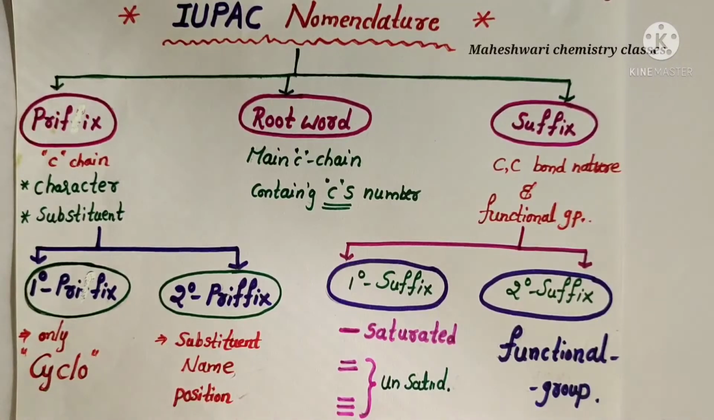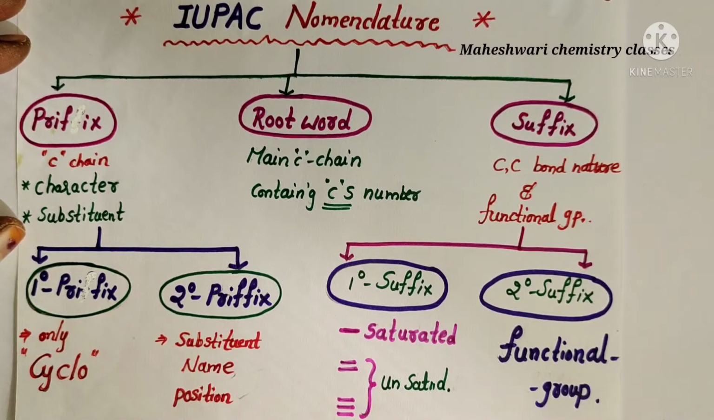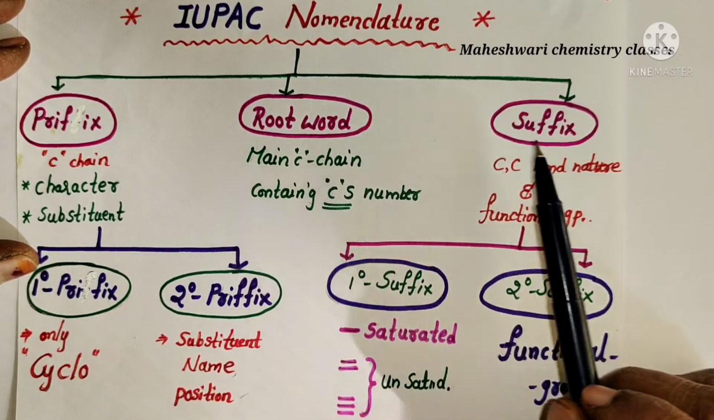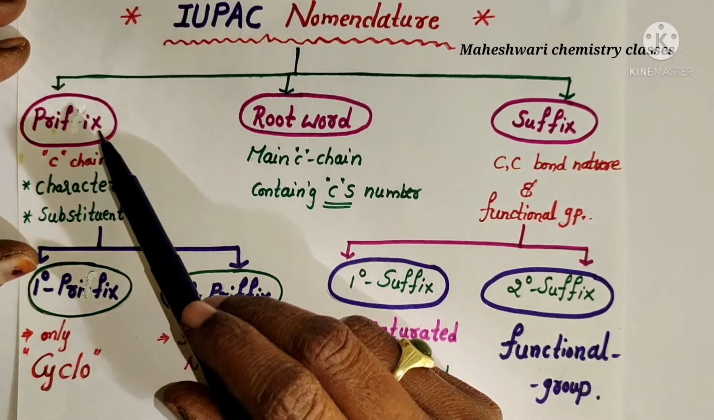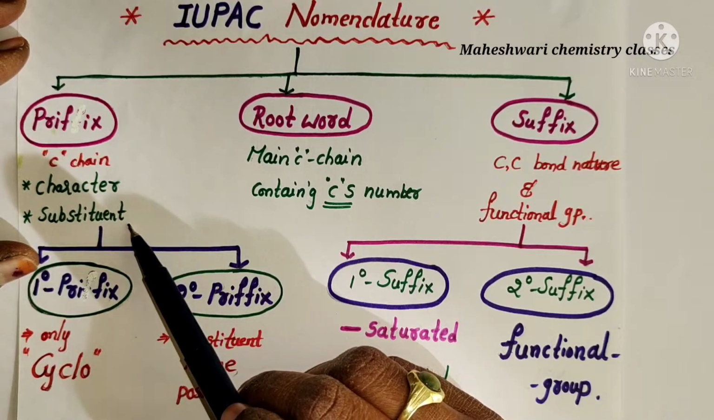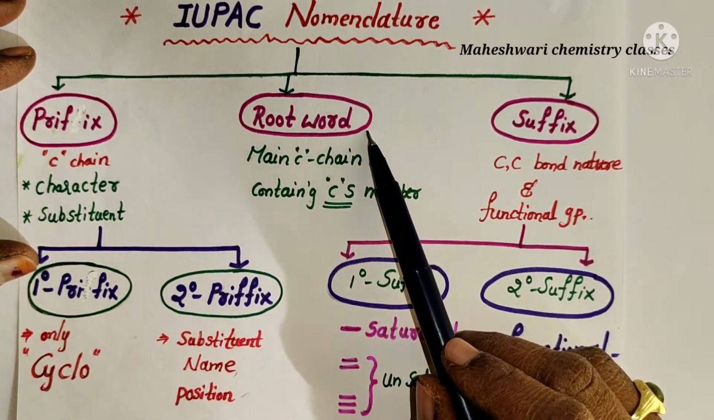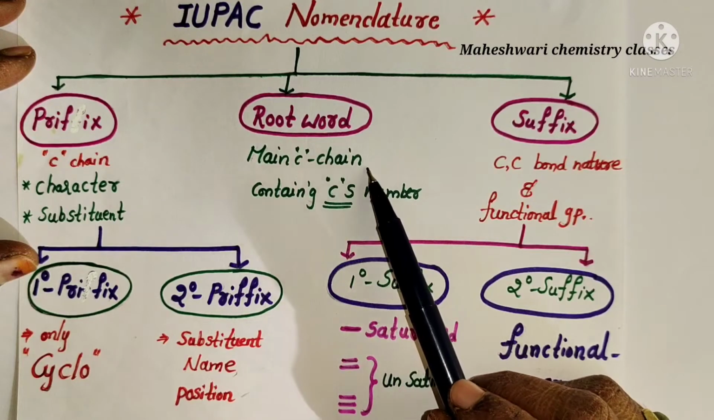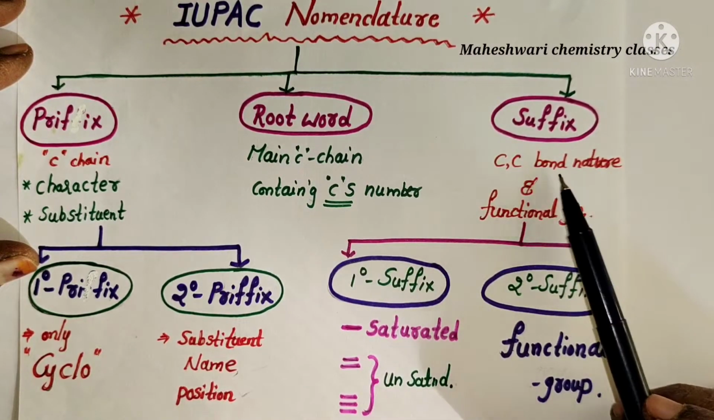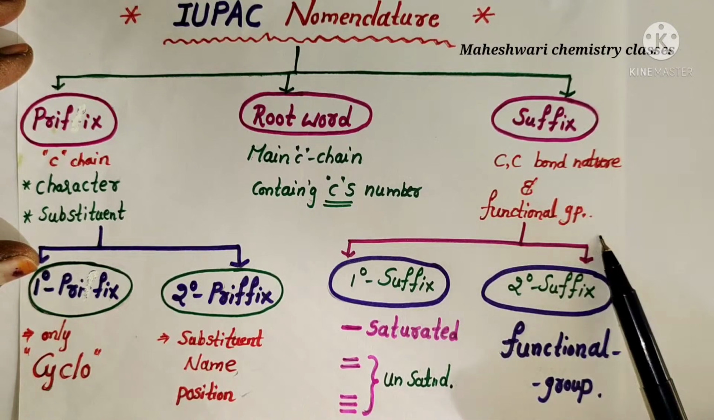So see here, first, what is IUPAC nomenclature. For IUPAC nomenclature, what we have to consider: one is prefix, second one is root word, another one is suffix. Here prefix explains about carbon chain characteristic and substituent. Next, root word explains about the main carbon chain containing carbons number. Suffix explains about carbon carbon bond nature and functional group.